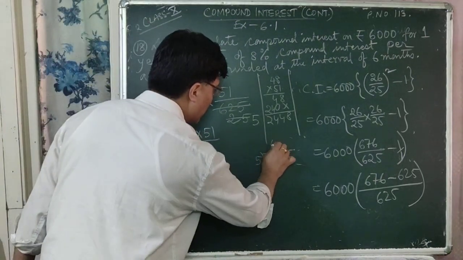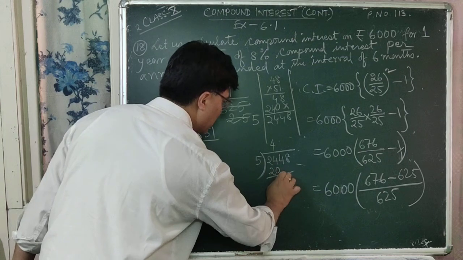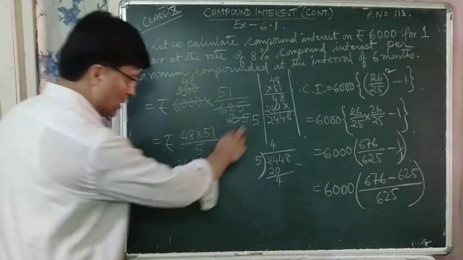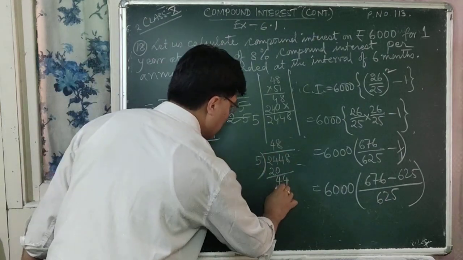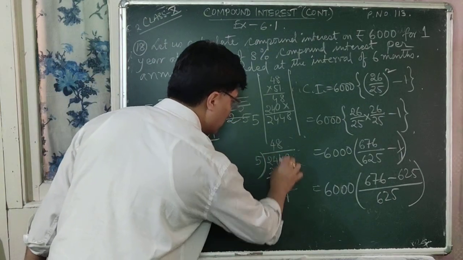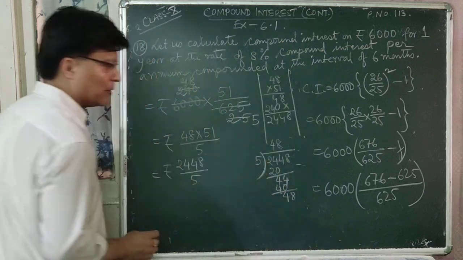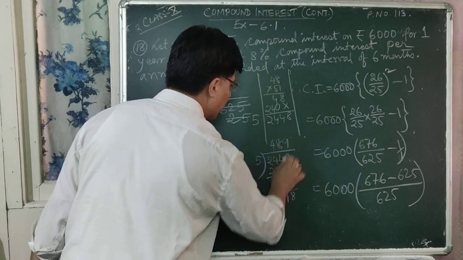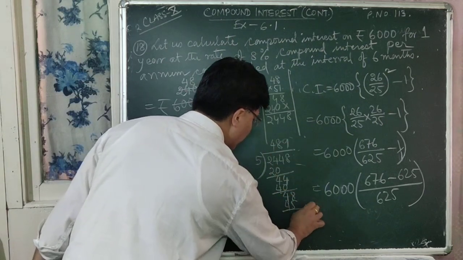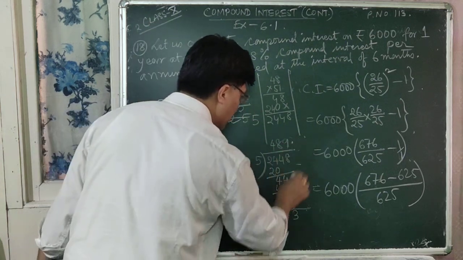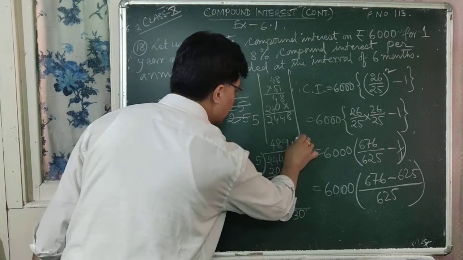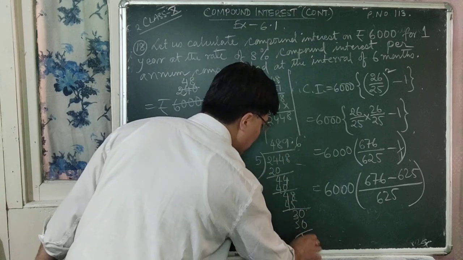Okay? 5 4s are 20. Remainder 4. Again comes 4 here. Right? 5 8s are 40, plus 4, 44. Then comes 8. Right? Then 5 9s are 45. Then remainder is 3. Then write down decimal point. Then write 0. 5 6s are 30.